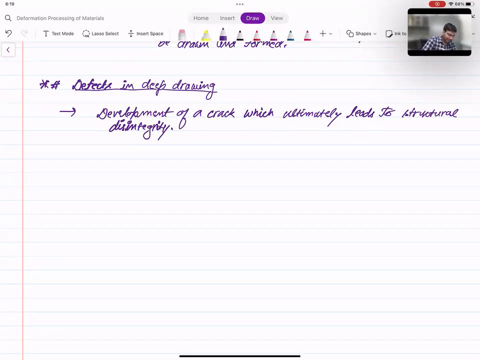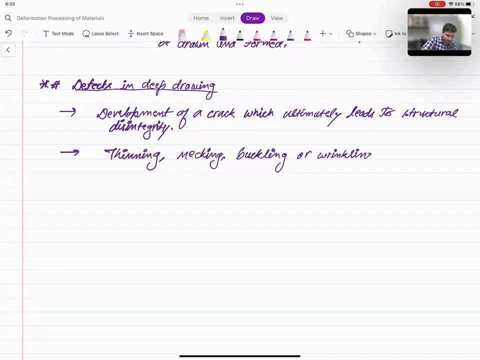So another defect is thinning or necking, buckling, or wrinkling. So these are also the defects which are observed in the deep drawing operation.